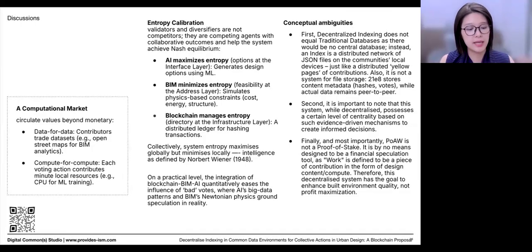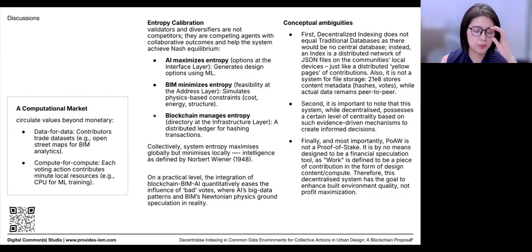So specifically, for instance, the AI will maximize entropy through generating options at the interface layer. The BIM will minimize entropy through providing feasibility tests at the address layer. And the blockchain is essentially the manager of entropy by being a directory at the infrastructure layer. So collectively, the system entropy should maximize globally, but minimize locally. And this is how intelligence was defined by Norbert Wiener's cybernetic theory in 1948.